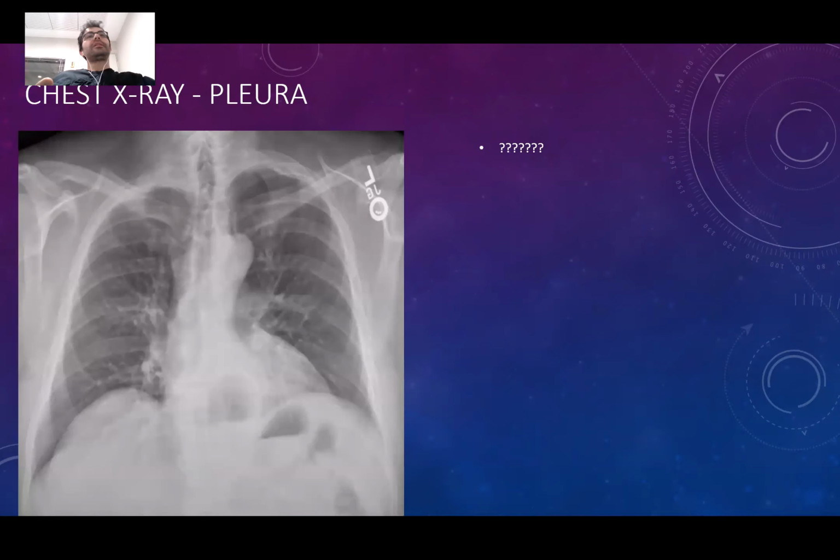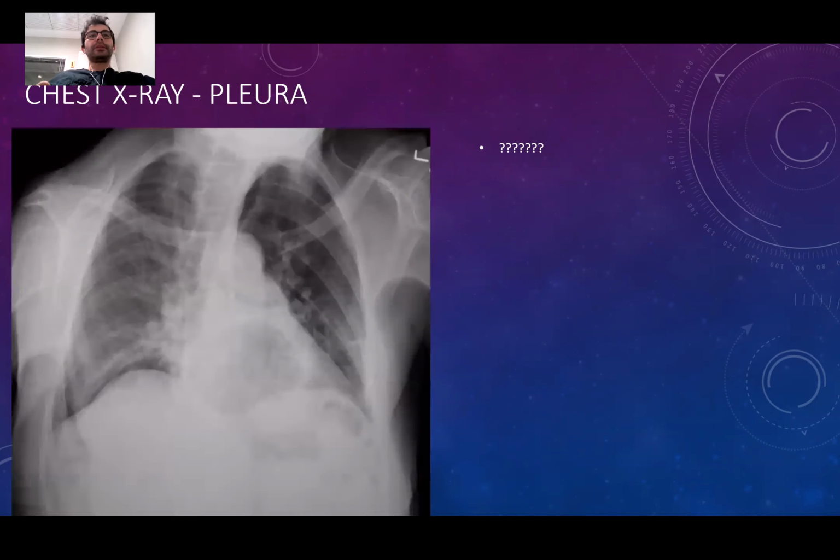Can you see any abnormality here? Also this one.